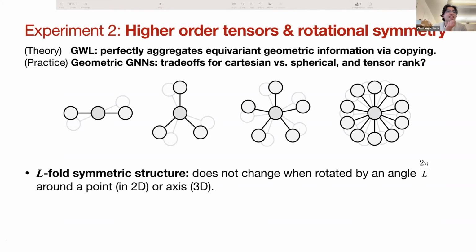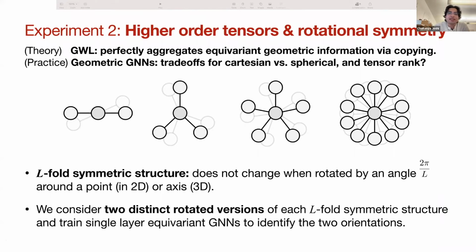And to do this, we came up with the L-fold symmetric structures. So these are structures which do not change when they're rotated around an angle. So they'd have a period L. And what we did was we considered an equivariant task where you're given 2 distinct rotated versions of each of these structures, and you have a single layer of equivariant message passing, and you just look at the equivariant features at the end to see whether you can distinguish the 2 orientations of these symmetric structures.